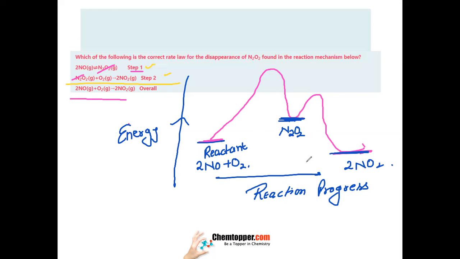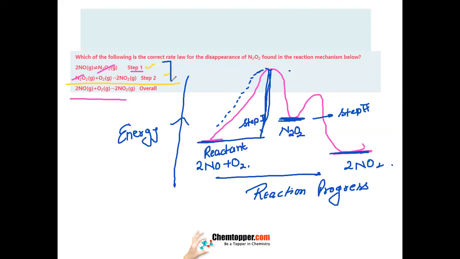So energy profile. Which one is the slow step? This is step 1. This is step 2. Slow step is step 1. Why? Because the energy, see the energy hill. The hill is quite high. It takes time to reach the top of the hill. So step 1 is the slowest step.